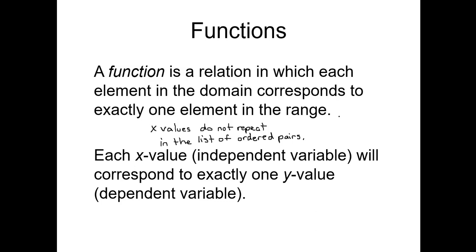So the x values, those are the independent variables. That's usually what you're plugging in numbers for. And then the output, the y value, is the dependent variable. You'll have exactly one output. So basically, if you plug in something for x, you'll only get one y.